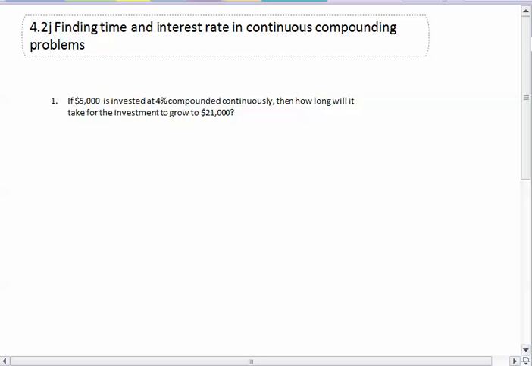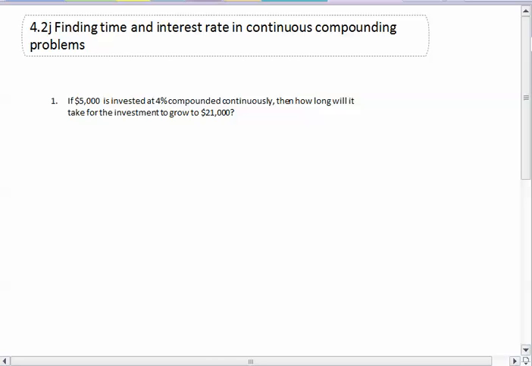Okay, we're going to take a look at finding the time it takes money to grow at a particular interest rate to a particular value, and we're also going to find the interest rate we would need to get a particular amount of money to grow to a particular amount given an amount of time. So let's take a look at this first one.